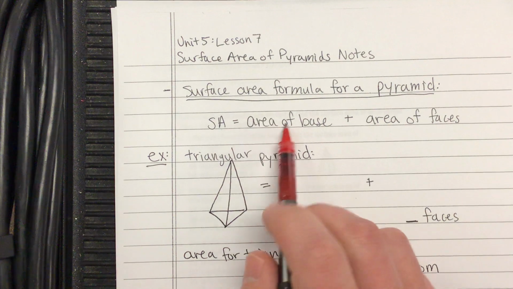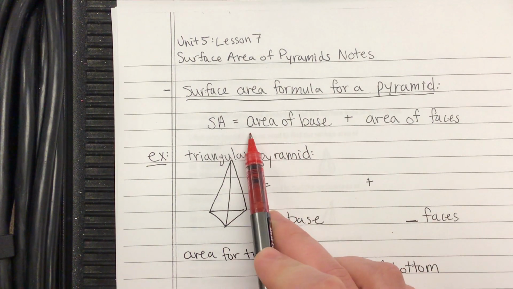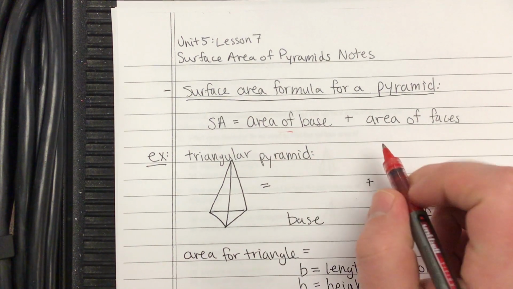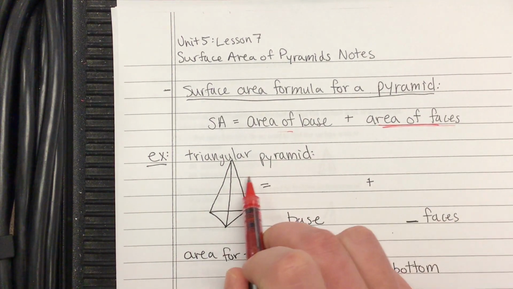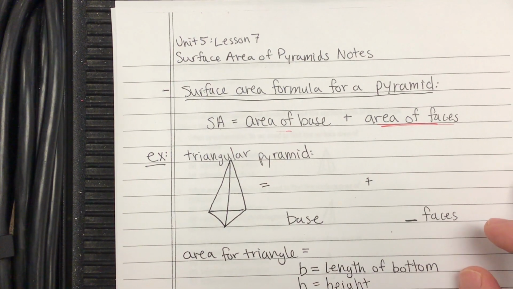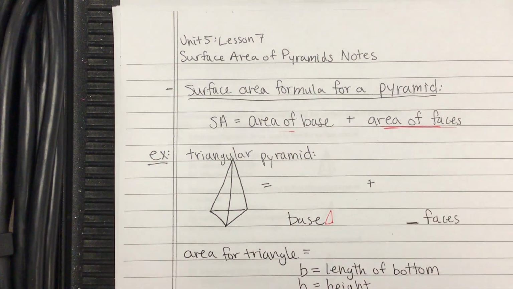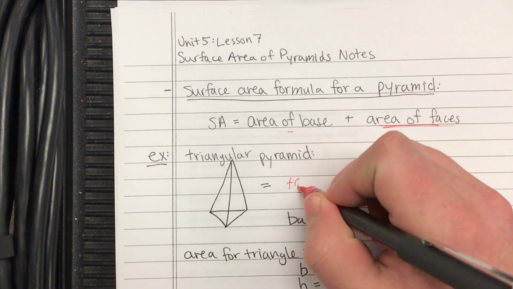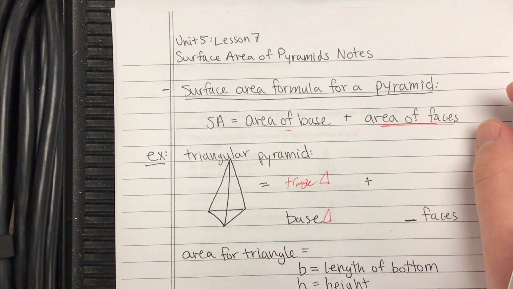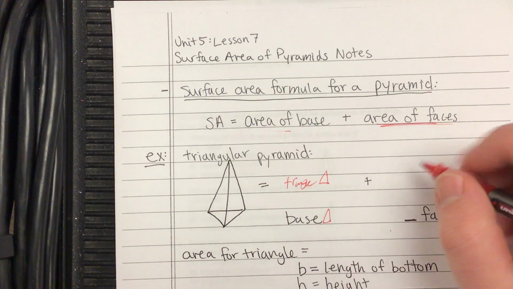All right. So we're talking about surface area again. And when we're talking about pyramids, surface area is going to be the area of the base plus the area of the faces. So here we have a triangular pyramid. So what shape is our base? Triangle. So we're just going to write triangle next to there. Triangle base. And then what shape is our faces? Triangles too.